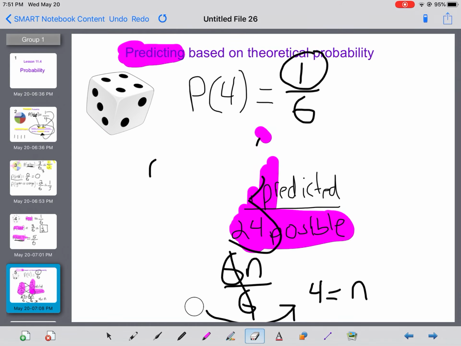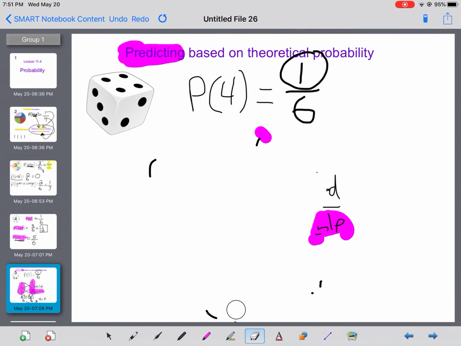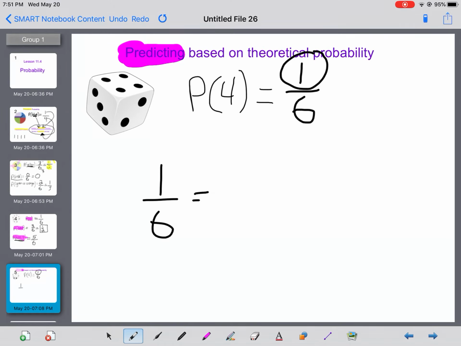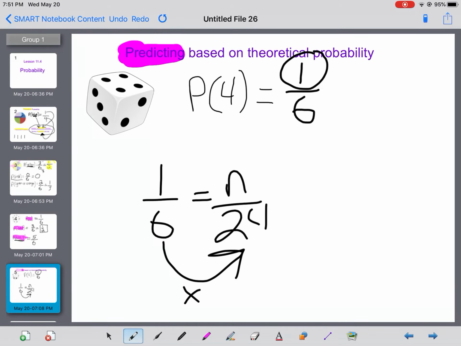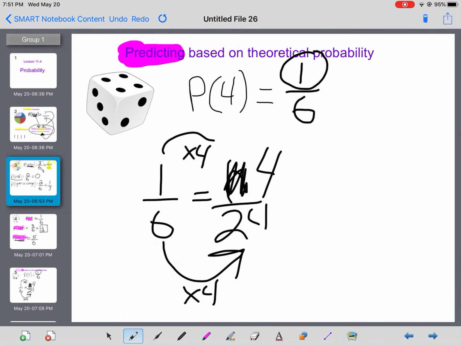Now remember grade 7, some of you like it better this way without cross products. Let me show you, just as a review, because it doesn't matter which way you do it. It's entirely up to you. You could have 1 out of 6 equals n out of 24. Some of you like to think, well, how did I go from 6 to 24? I multiplied by 4. What you do to the bottom, you must do to the top. So you multiply by 4 here, and you would get that n equals 4. So based on theoretical probability, we can predict things.